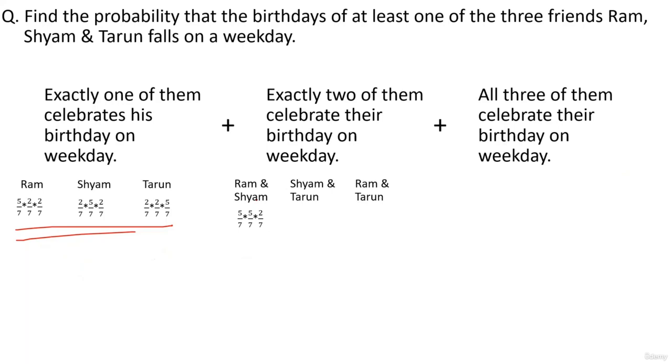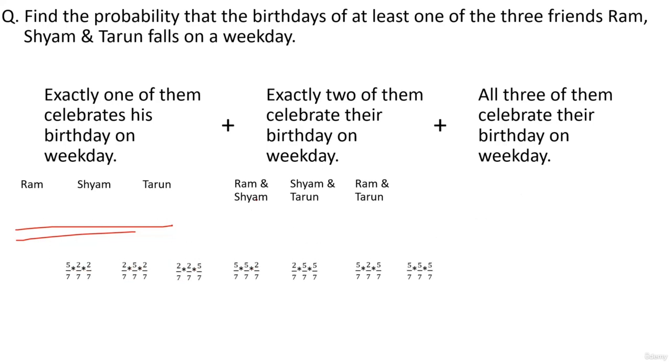Multiply them, right? सेम वे श्याम एंड तरुण के लिए क्या हो जाएगा? ओके, श्याम एंड तरुण के लिए 5/7, 5/7 हो जाएगा, बट राम विल हैव अ बर्थडे ऑन अ वीकेंड, सो 2/7 हो जाएगा उसका प्रोबेबिलिटी. सो 2/7 into 5/7 into 5/7. Same way now, Ram and Tarun celebrate their birthday on a weekday, so इनका हो जाएगा 5/7 each, and Sham will be 2/7. Multiply them. Okay. Last case, all three celebrate their birthday on a weekday.